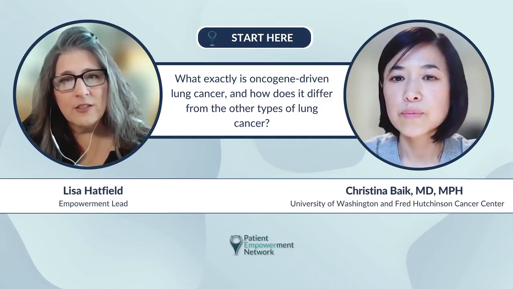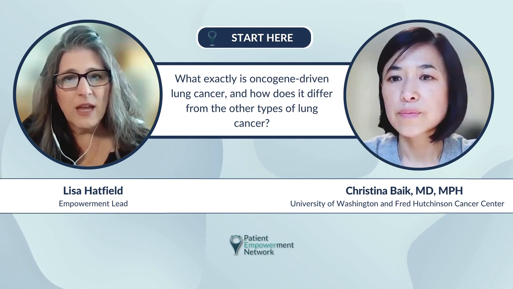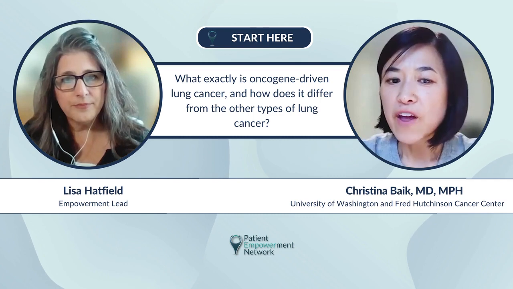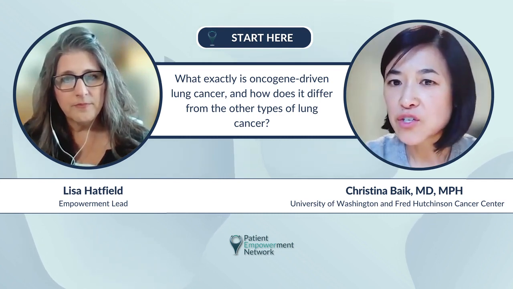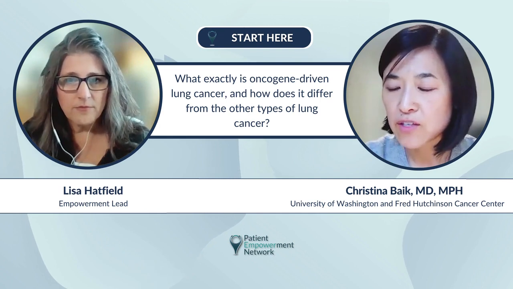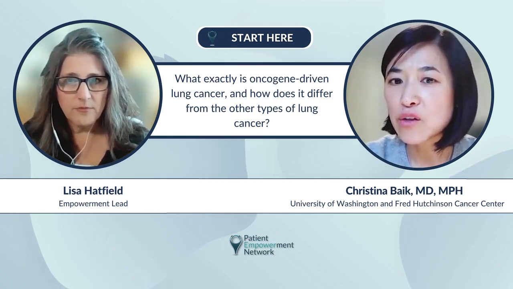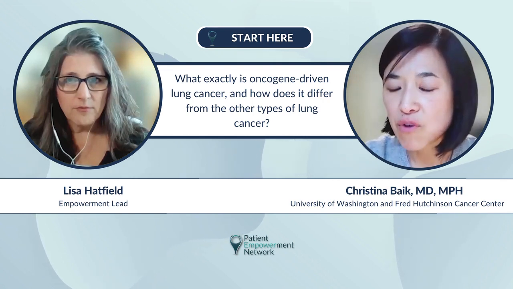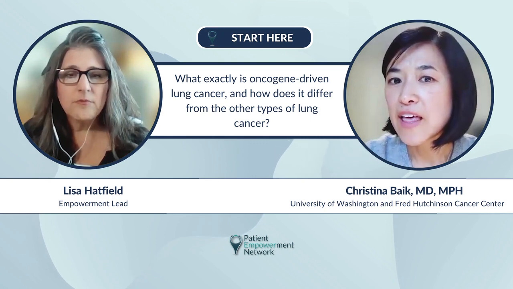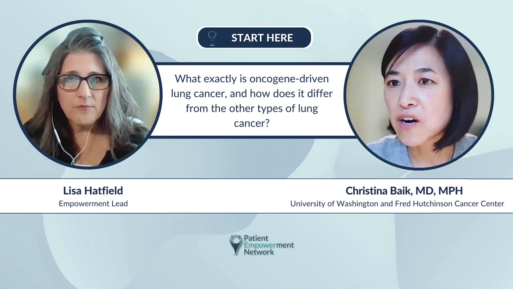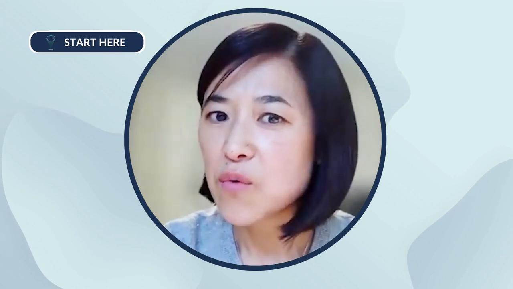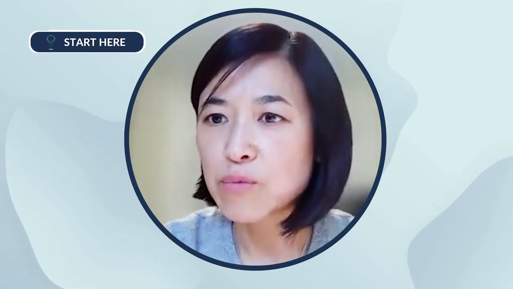What exactly is oncogene-driven lung cancer, and how does it differ from the other types of lung cancer? So in lung cancer, there are certain lung cancers where the growth of the cancer is dependent on a particular genetic abnormality. So there is one gene that makes that cancer grow. And because of that, there have been treatments that are developed against that particular genetic abnormality.